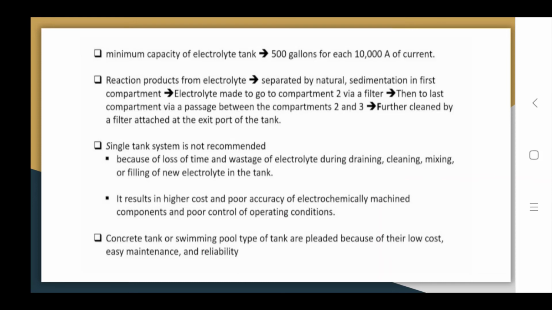So more than one tank can be used, and their number would depend upon the range of electrolyte needed to meet the workload. The use of more than one tank is justified when several ECM machines are in use. Further, concrete tanks or swimming pool type tanks are preferred because of their low cost, easy maintenance, and reliability. Okay, so this is about the electrolyte supply and cleaning system.